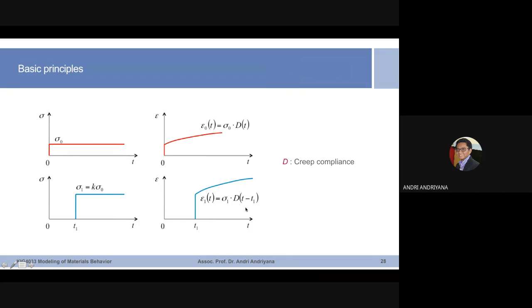Something you have to be careful about here is that this is the creep compliance function of time, t minus t1. Why minus t1? Because the applied stress only starts at time t1. In the previous example, we simply put D as a function of t because the load started at t equal to 0, so it is equivalent to D of t minus 0. Okay. All right. This is what happens.